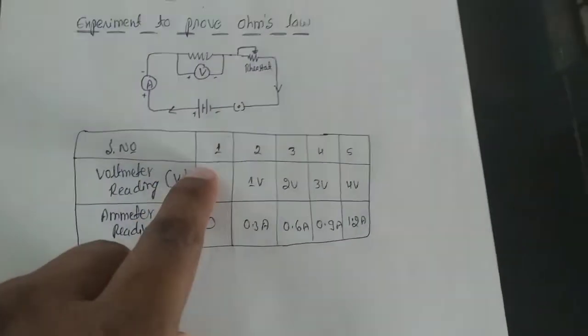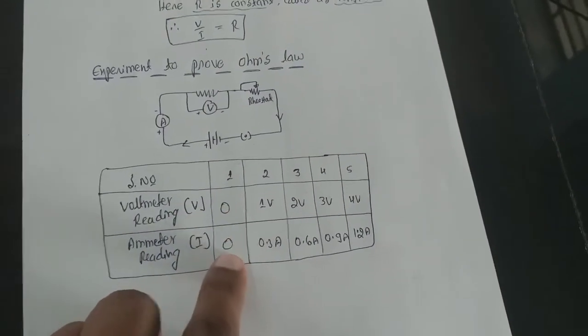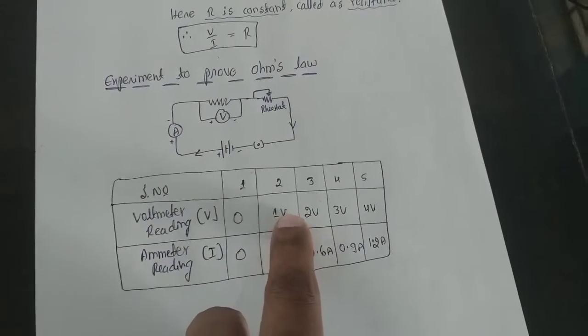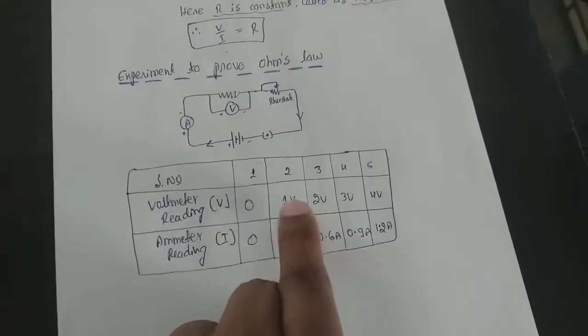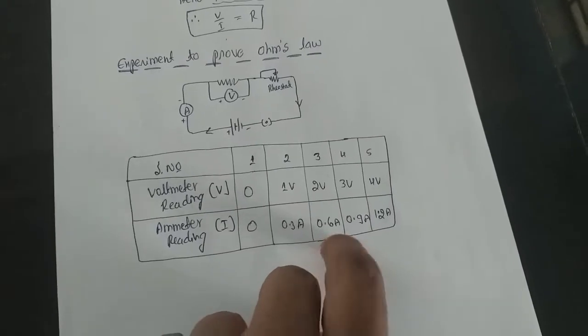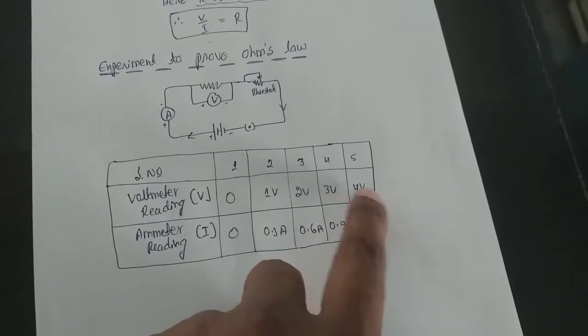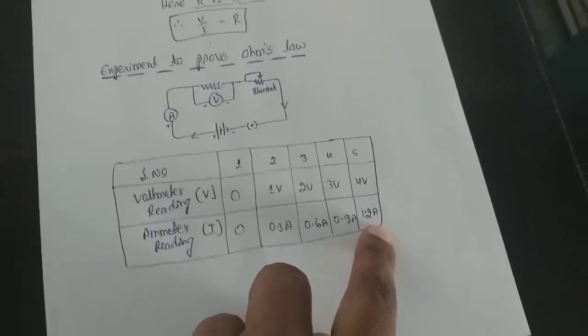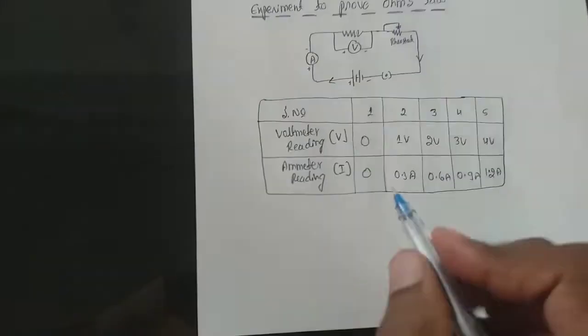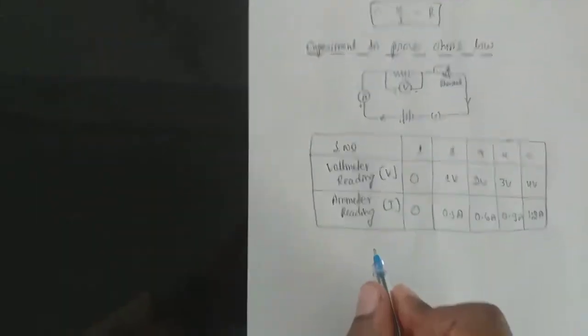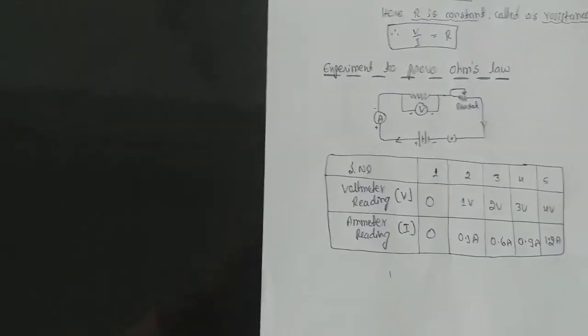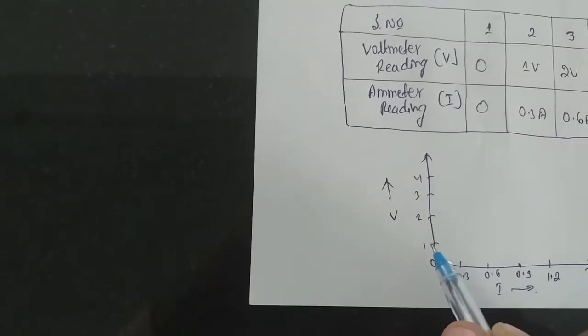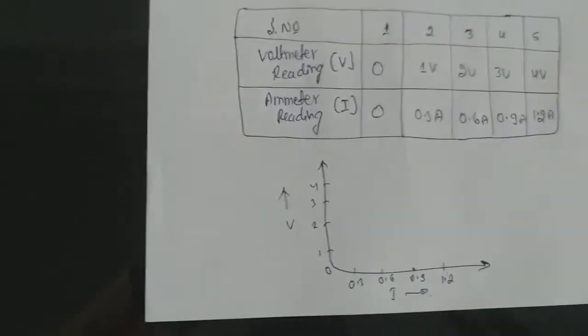So here I noted down: when the voltmeter reading was 0, the ammeter is 0. For 1 volt, current becomes 0.3 ampere. Then if you make it 2 volts, 0.6 ampere. 3 volts, 0.9 ampere. And if you make it 4 volts, it will show 1.2 ampere. Now we will take these readings and plot a graph called the VI graph. So 0 volt, current is 0. Then 1 volt, 0.3; 2 volt, 0.6; 3 volt, 0.9 and 4 volt, 1.2.